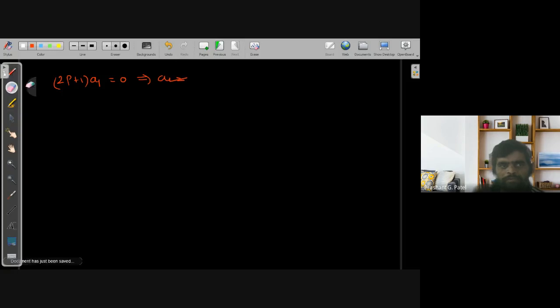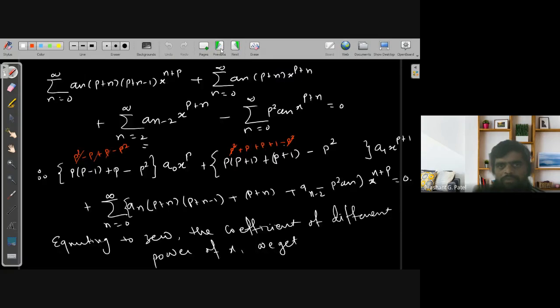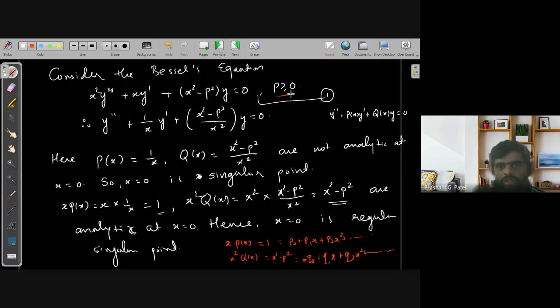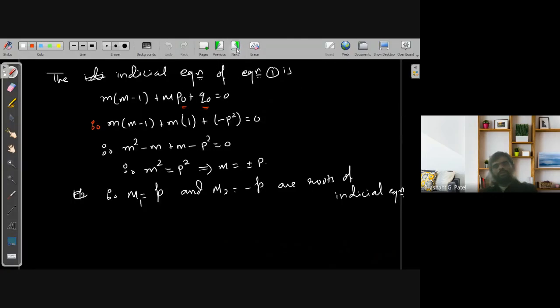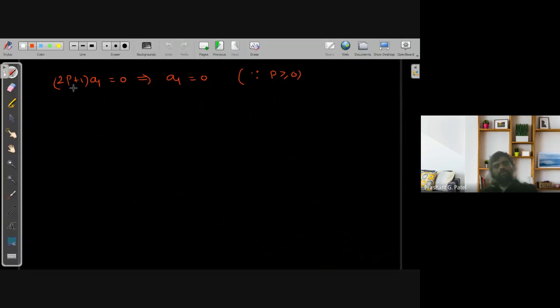Why? Can somebody give me the answer to that? Why is a1 0? Because p is greater than or equal to 0, as per our assumption in the Bessel's equation we have taken. And in this expression, you will have p equal to minus 1 by 2. There are two possibilities, either this is 0 or a1 is 0. But p will always be positive, so this would give you p equal to minus 1 by 2, which is not possible. Hence a1 is 0.